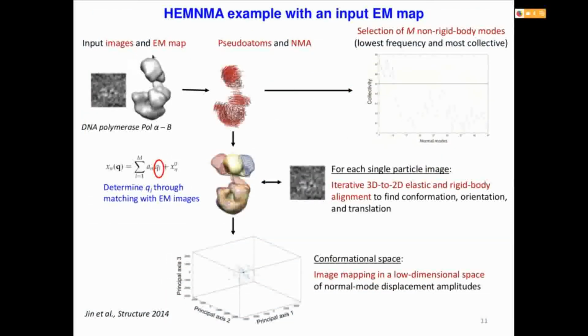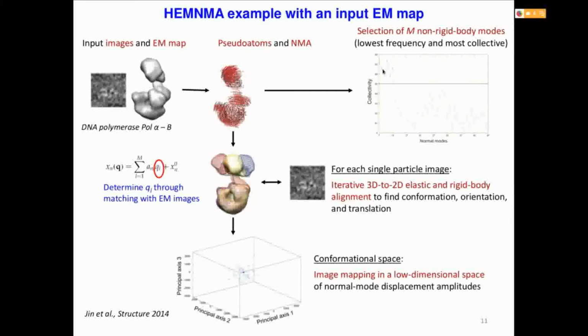So here is an example of how it works with images. You have a set of images and an input density map. First, this input density map is converted into, as I said, a 3D Gaussian function that we call pseudoatoms. Here, and then the normal modes are computed. Here, for example, you see one normal mode. These red arrows are displacement atoms with this normal mode for this pseudoatomic structure.